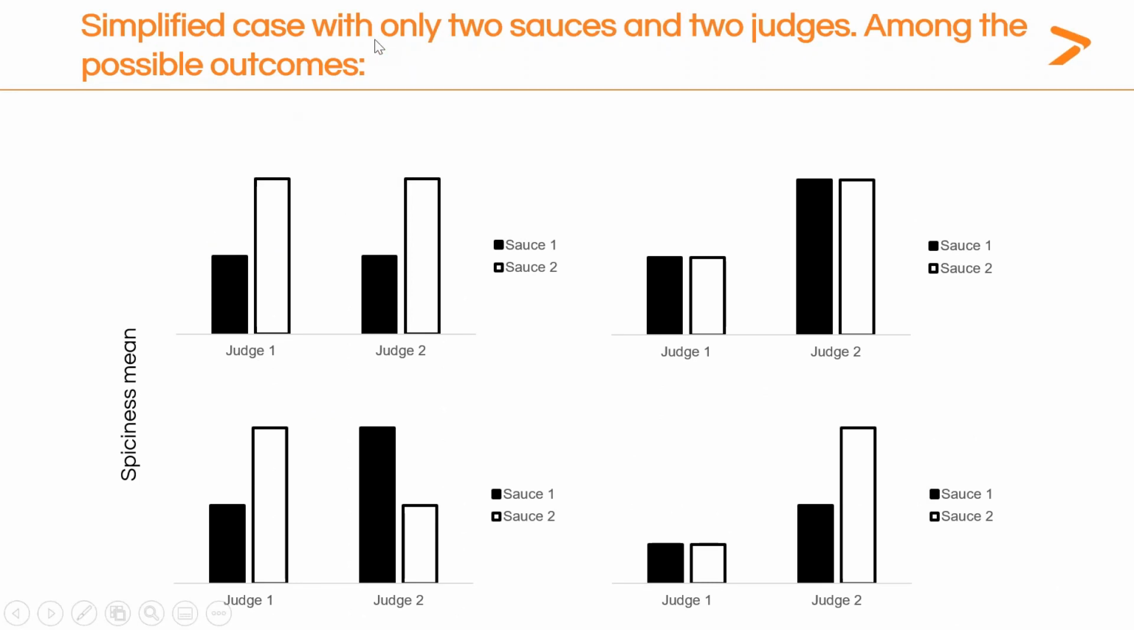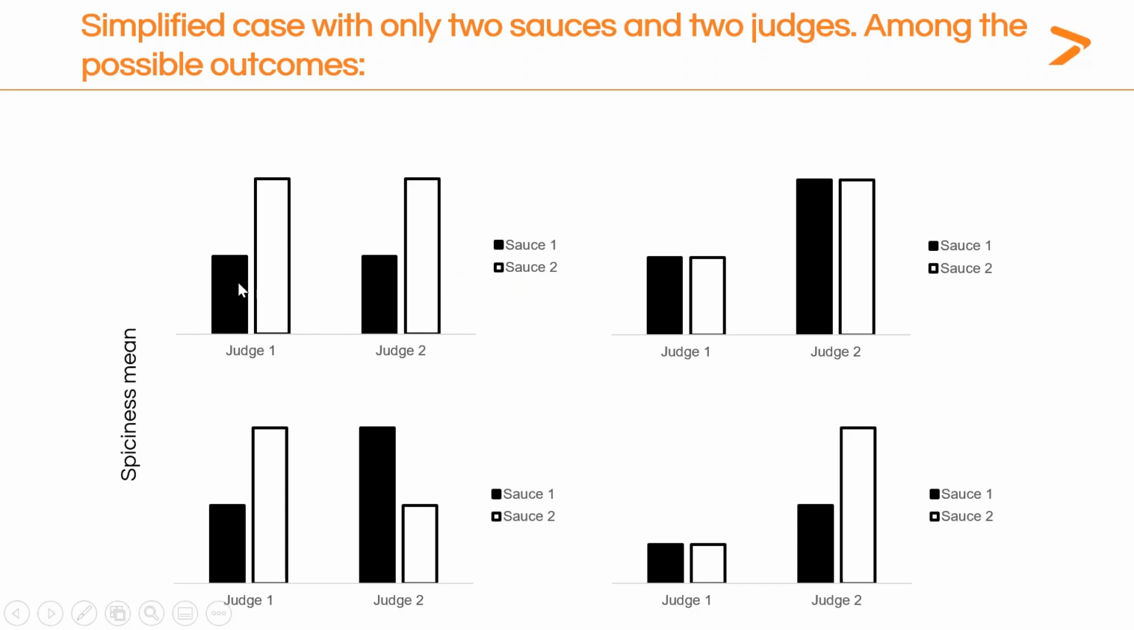Let me show you very easy examples here. So this is a very simplified case with only 2 sauces and 2 judges. Among the possible outcomes, we can have these 4 outcomes. As you can see, within each chart, we have the judges on the x-axis and the sauces represented by different colors. So in black, you have sauce number 1, and in white, you have sauce number 2.